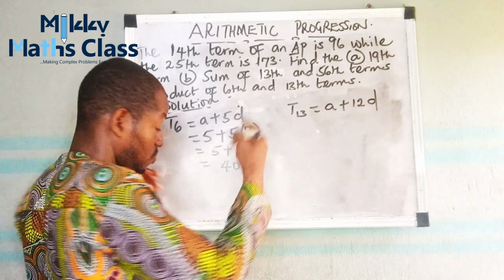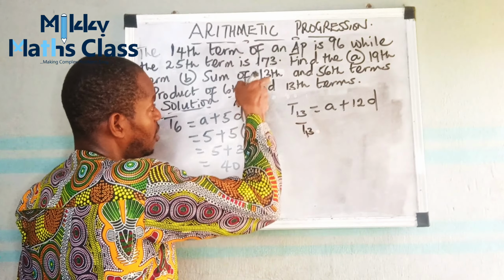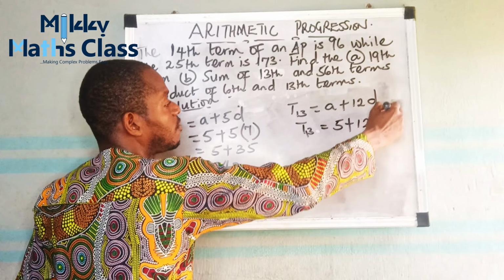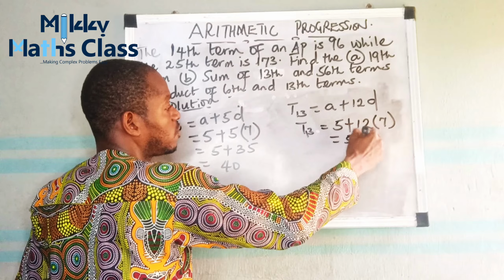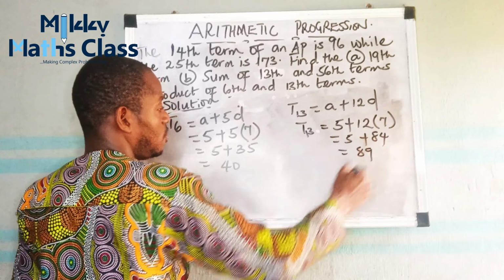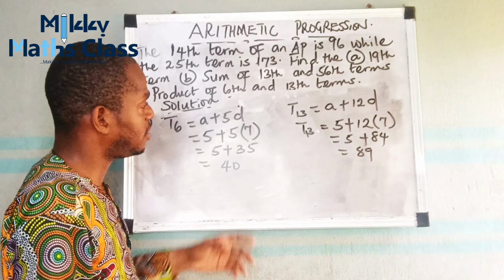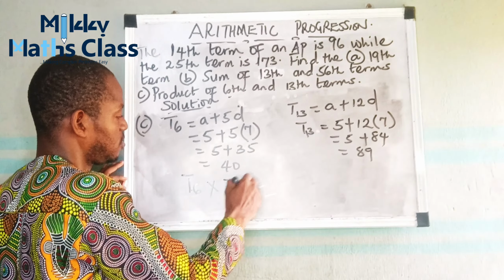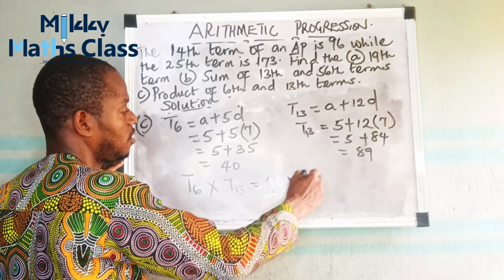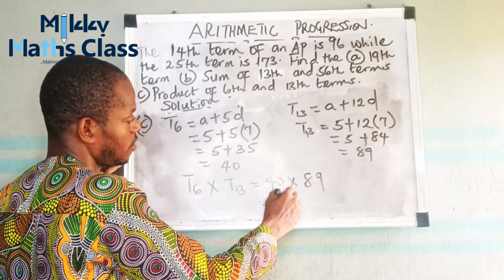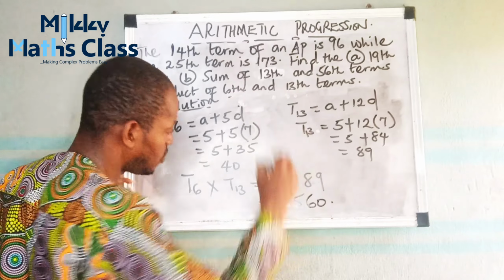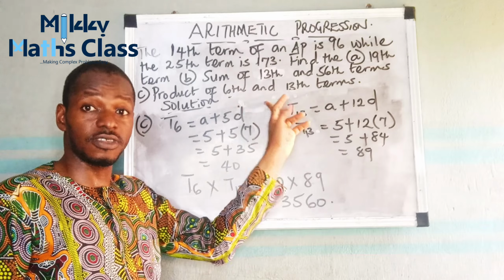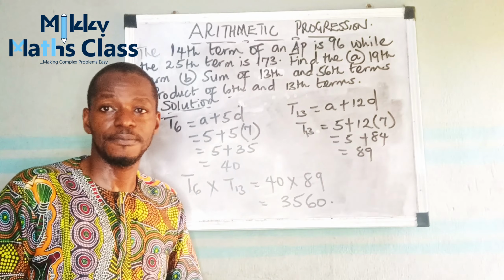Now our T13, which we did earlier in the B part, that's 5 plus 12 times 7. This is 5 plus 84. That's 89. So it says we should multiply these two. So that means our T6 times T13, that's 40 times 89. That will give us 3560. So that's the product of the 6th term and the 13th term.